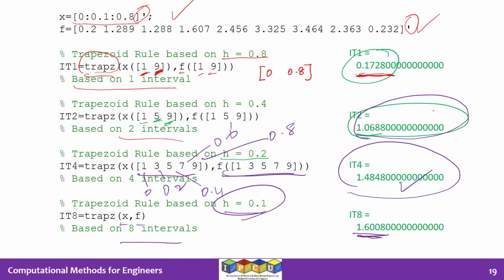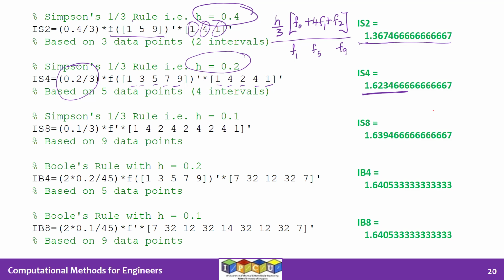Then when you do it with all the data points, h is 0.1 in that case, so h by 3, and then the f data, and then the weights will be 1, 4, 2, 4, 2, 4, 2, 4, 1. Look at our lecture on Simpson's rule. You will see why it is written like this. Therefore, when you execute this, this turns out to be 1.6394 or 95, which is quite close to 1.6405, whatever, right?